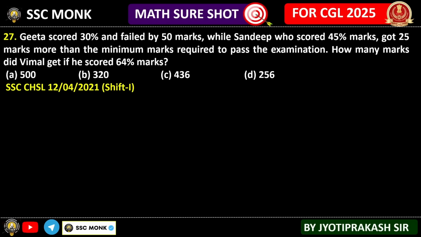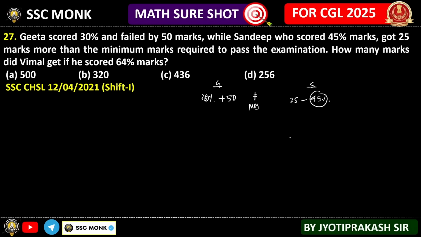Next, Geeta scored 30% and failed by 50 marks, while Sandeep scored 45% and got 25 marks more than the minimum marks. Now see, this is the passing percentage. Okay, Geeta scored 30%, and if he had added 50 marks more, he would have reached this point. Now here is Geeta, here is Sandeep. Sandeep got 45% marks, and if he had scored 25 less, so 45% marks minus 25 is equal to passing percentage.